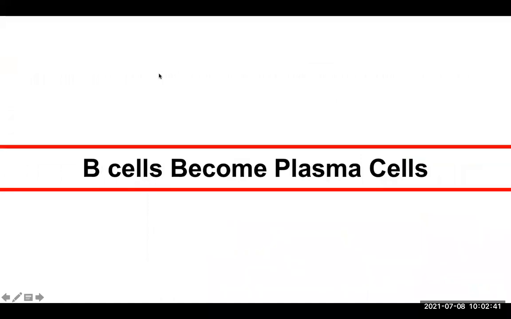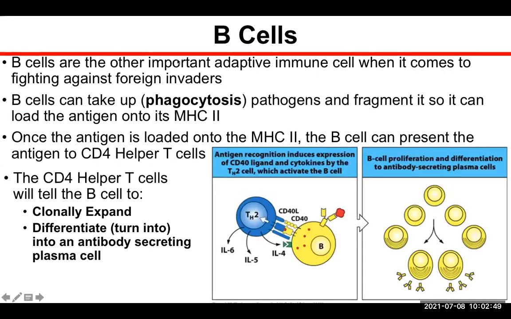So now let's go ahead and talk about B cells. B cells are what become plasma cells that secrete antibody. And so B cells are the other important adaptive immune cell that is needed when it comes to fighting against foreign invaders.